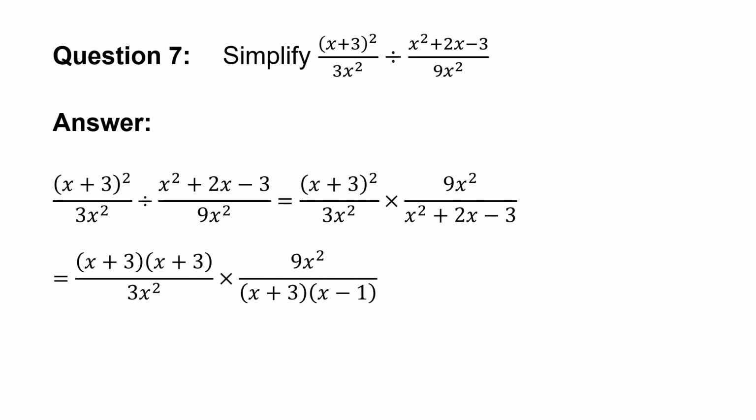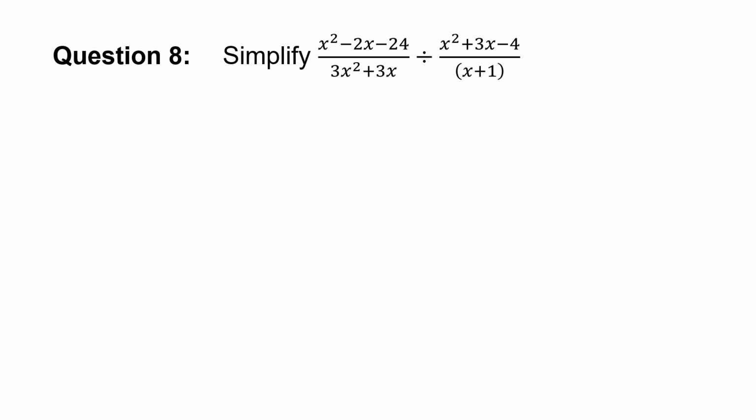So now that we've factorized all of the quadratic equations, our next step is to simplify. You can see we've got this x plus 3 term in the numerator and denominator, so these cancel out. We also have this x squared term in the numerator and denominator, so this also cancels out. Now all we're left with is this 3. So we have 9 over 3, which is 3, times x plus 3 divided by x minus 1.